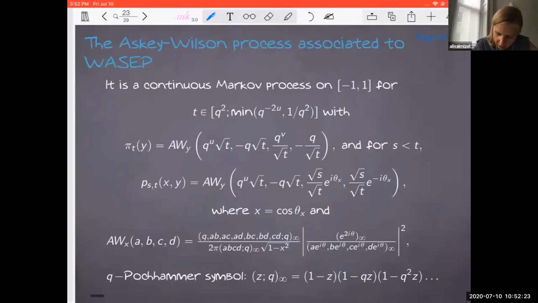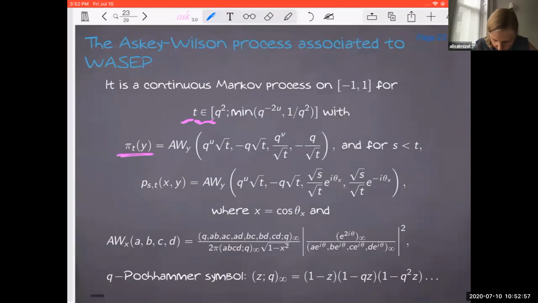So I'm writing here a special case of this process. Let me assume that there's this restriction on time t. And the formulas that are written on this slide are already under the specialization that we use in our work. So these are the formulas for the specialization with weakly asymmetric scaling.